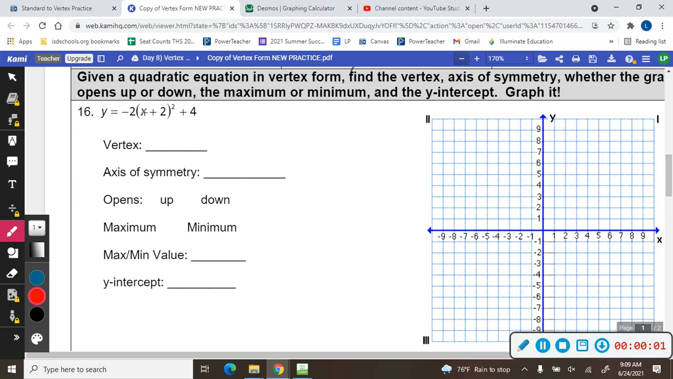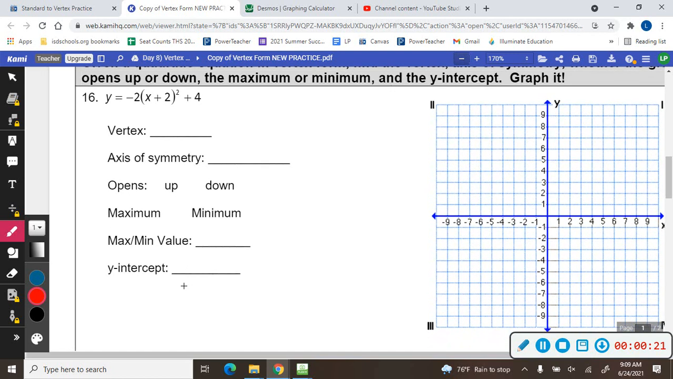So given this quadratic in vertex form, can you find the vertex, find the axis of symmetry, tell me whether it opens up or down, does it have a max or a min, and what's that value of the max or min, what's the y-intercept, and then I probably will add also on here what's the domain and what's the range, because you will see that in future math classes. So the first step is actually pretty easy. What's the vertex?